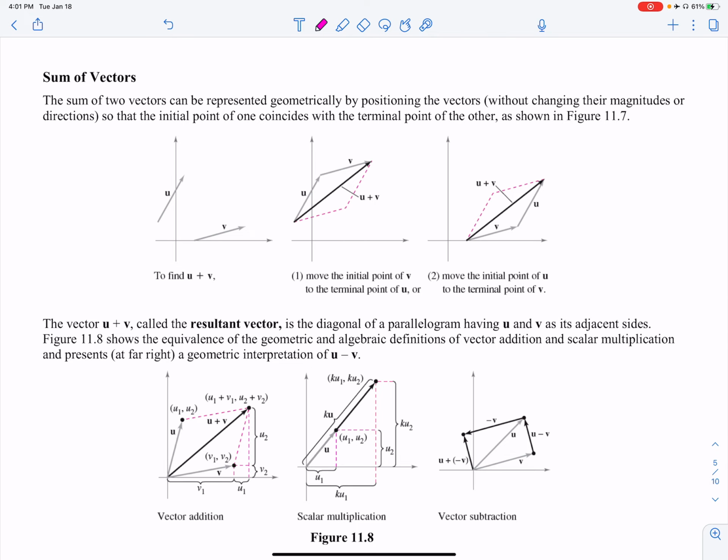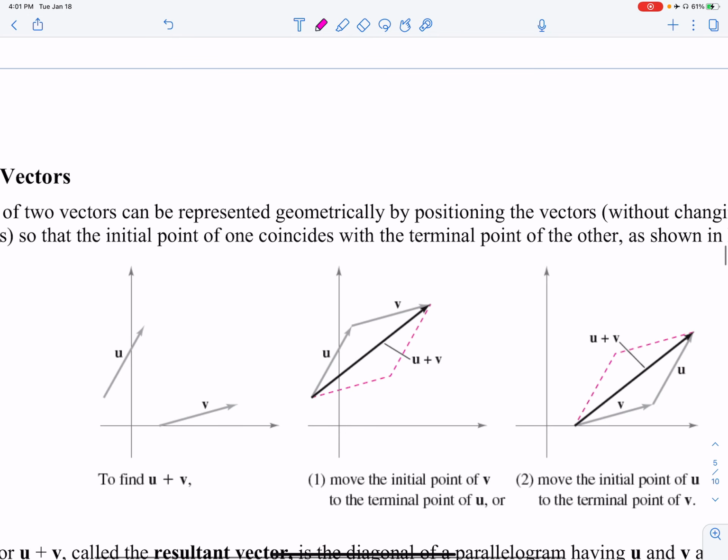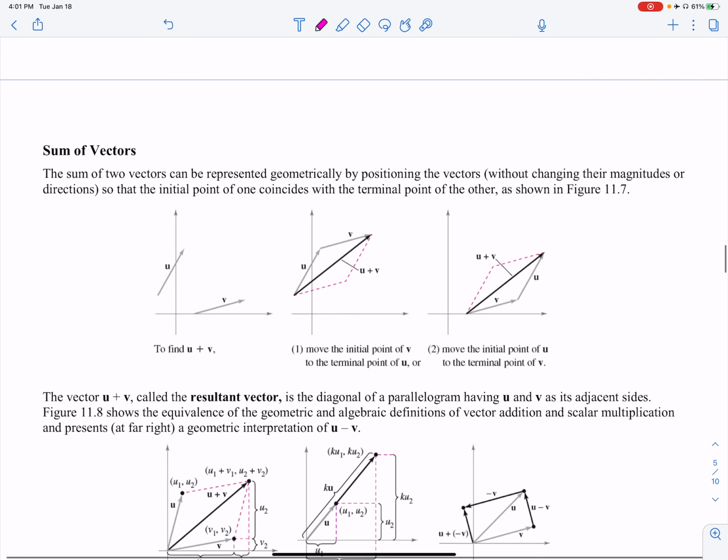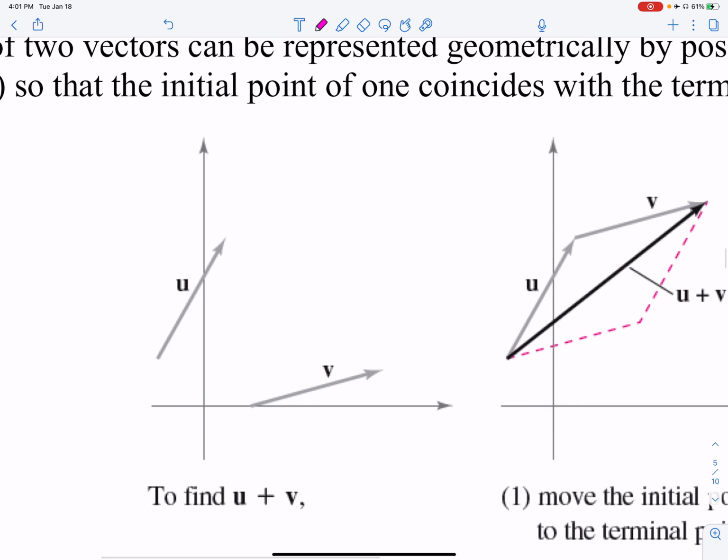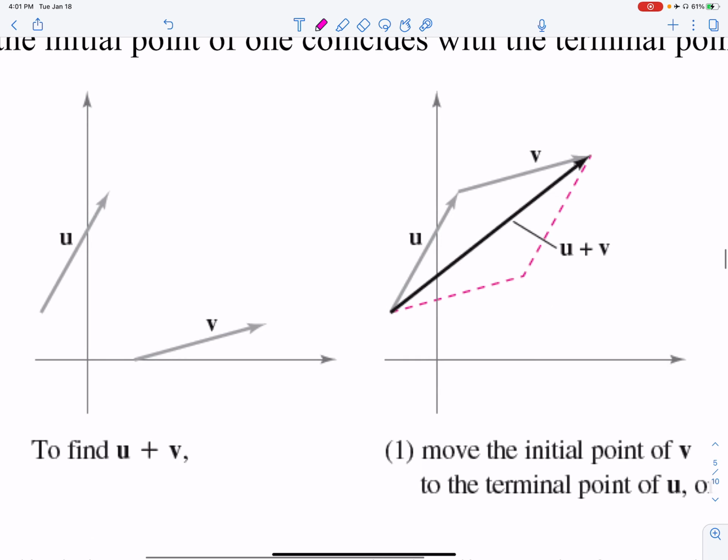All right, a couple of pictures here. This first one, we're going to work on geometrically how to add vectors. If I take u and v, so if we look at this first picture here, I have u and v. We can move either one we want. I think in this first picture, they move v.